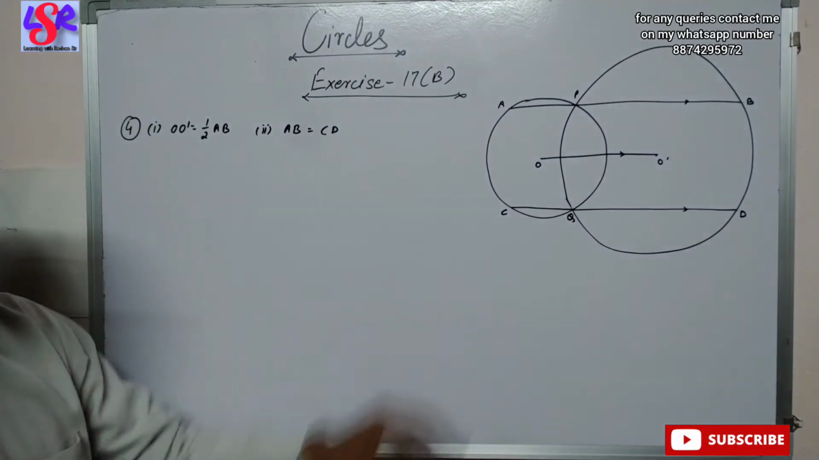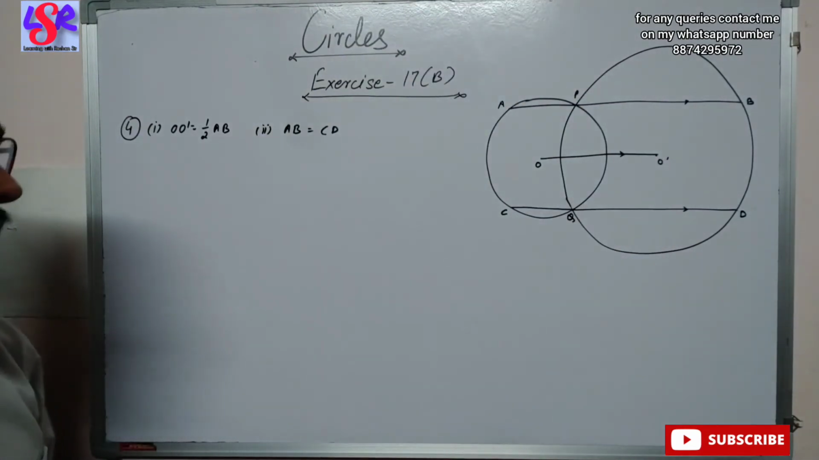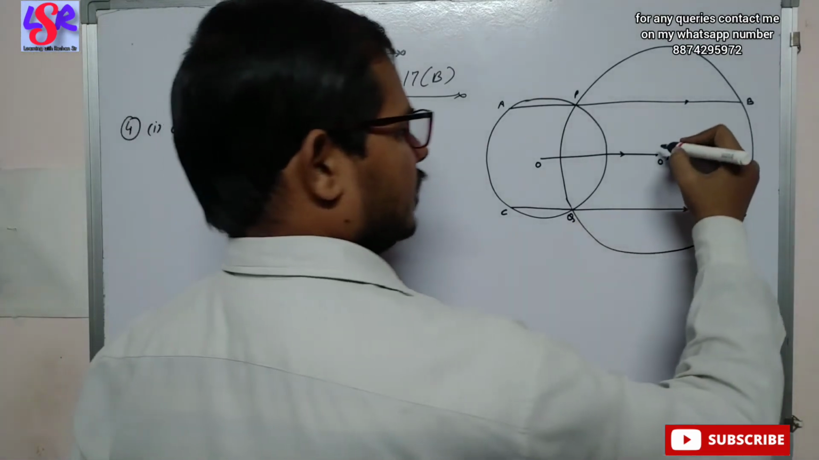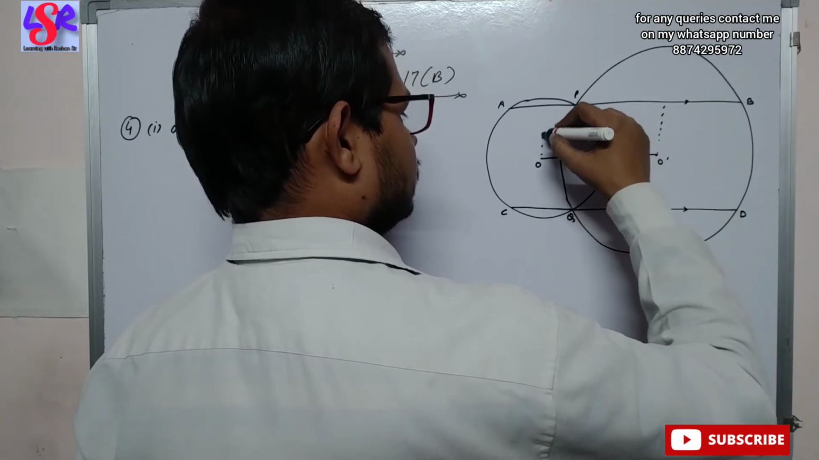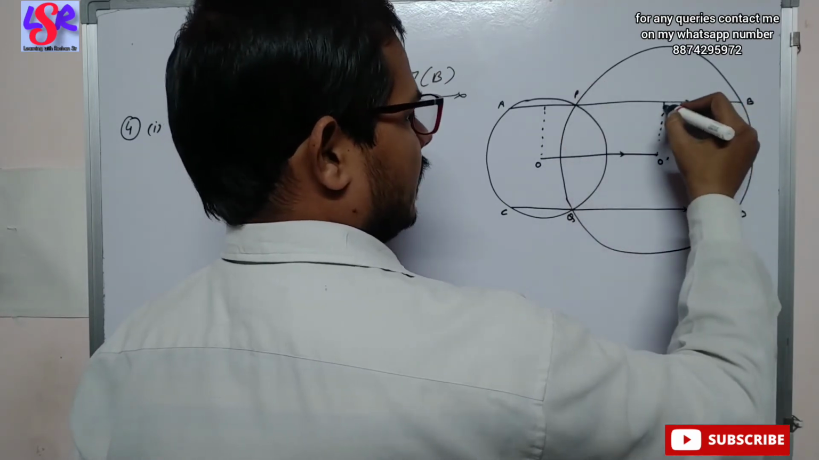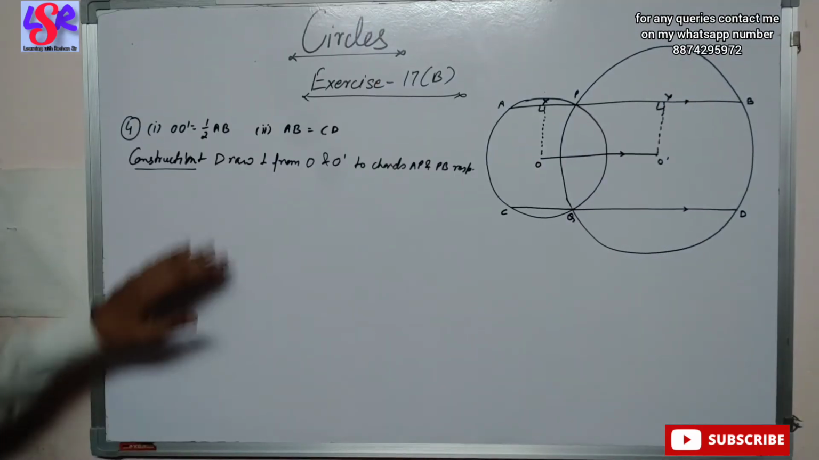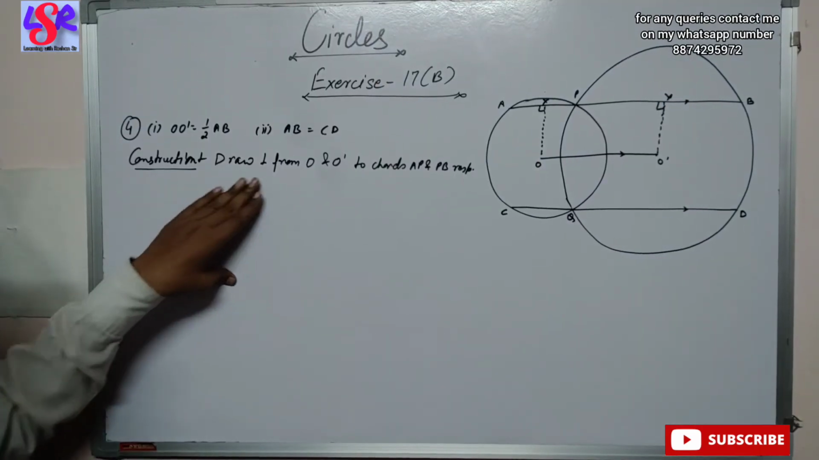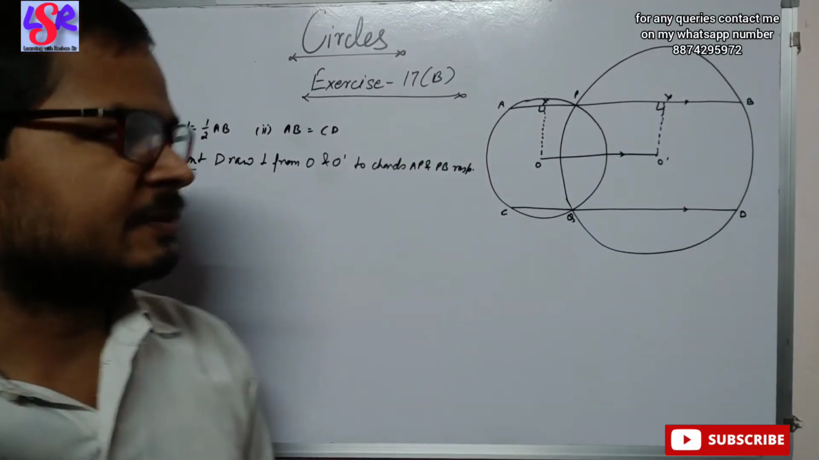Now we have to prove that this O dash is half of this AB. So for that, first of all we are going to draw a perpendicular line from here to the chords, from both of these parts, and let this one be X and this one be Y. So very first of all we'll do the construction by drawing a perpendicular from O and O dash to the chords AP and PB respectively.